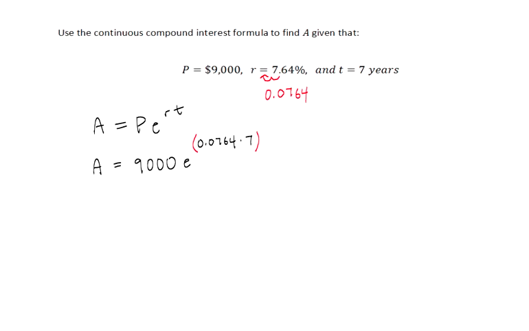0.5348. And I'm going to rewrite everything else here. When we apply the order of operations to a continuous compound interest problem like this, I recommend that you do things just one step at a time so that you don't make any kind of goofy mistake. So I'm going to rewrite everything else, and then instead of writing 0.0764 times 7, I'm going to write what that is equal to, which again was 0.5348.